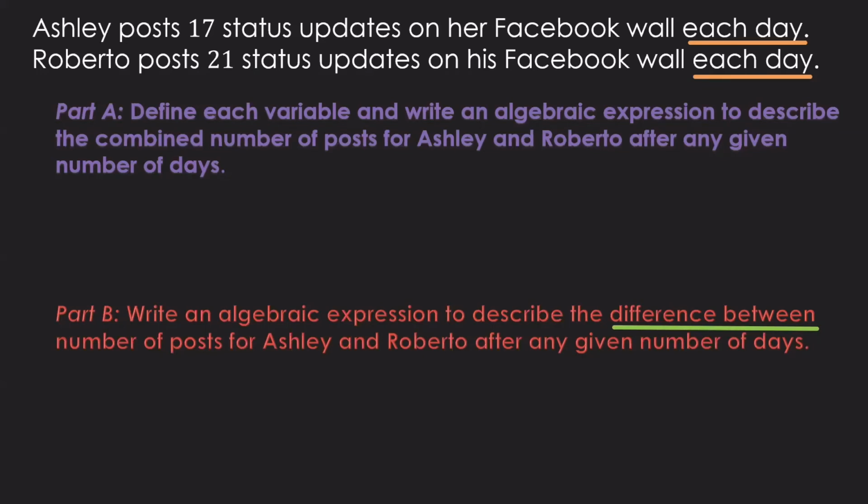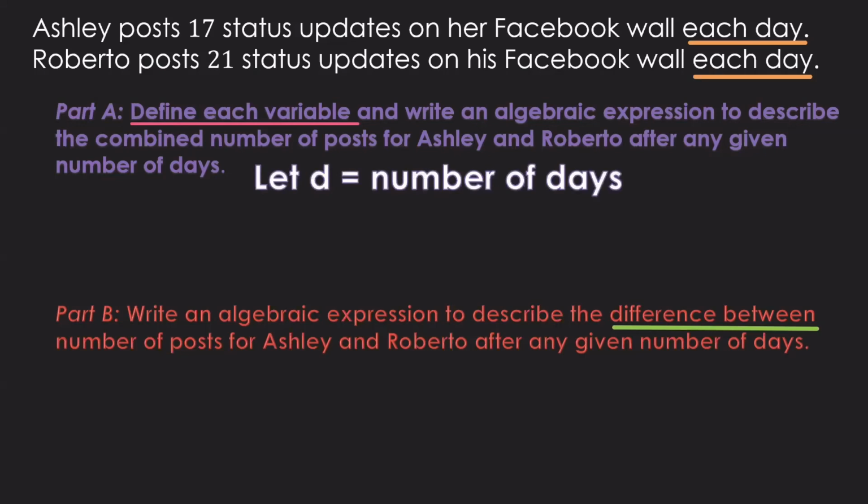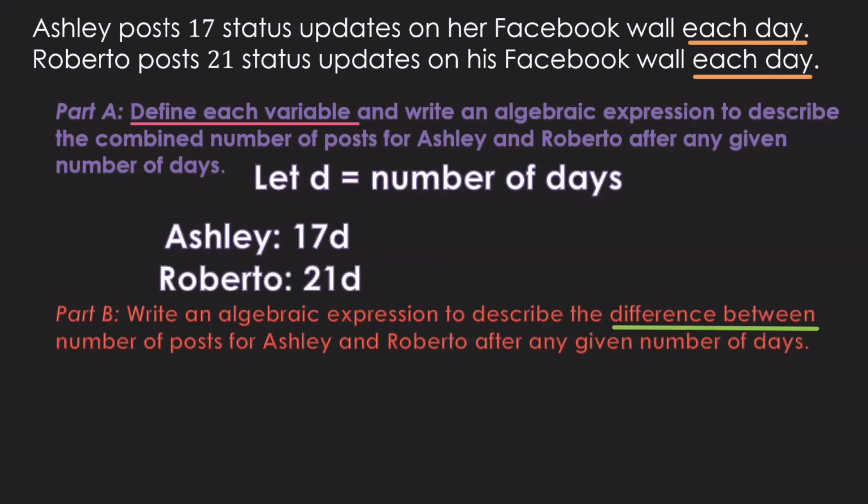That tells us in part A, we're coming up with an expression for any given number of days. Meaning I can figure out how many they post after 5 days, or I can change it to 12 days or 30 days. So right now my unknown is my number of days. So D equals number of days. Well, let's go back. Ashley would be 17D, because she's doing 17 for each day. Roberto would be 21D.